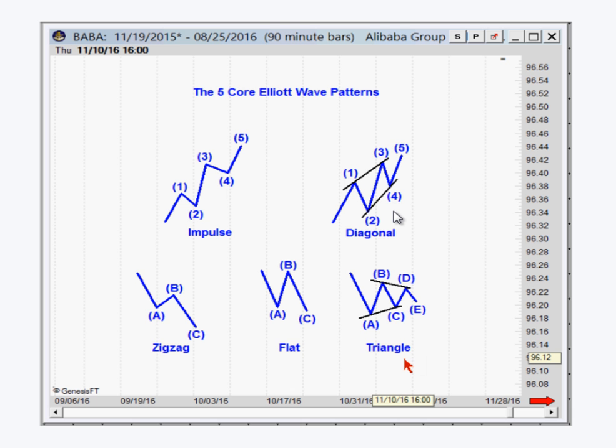Now, before I get too far along in the presentation, are there any questions so far? This is again, a very basic introduction to the Elliott wave principle and the 5 core or foundational patterns that we work with. Any questions thus far? Okay, I don't see anybody responding, so I'm going to assume that nobody has any questions.